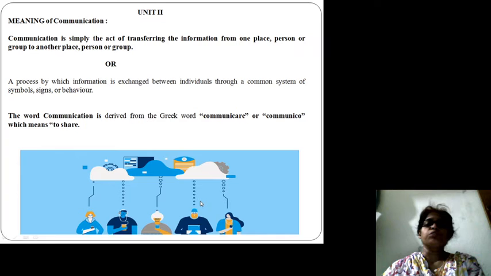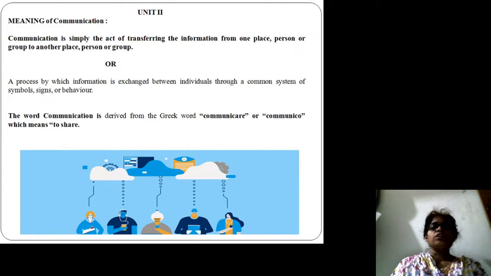Today we are going to start our Unit 2. In Unit 2, the initial part covers communication. What is communication? What are the different types of communication, etc.? We will see in our coming slides.